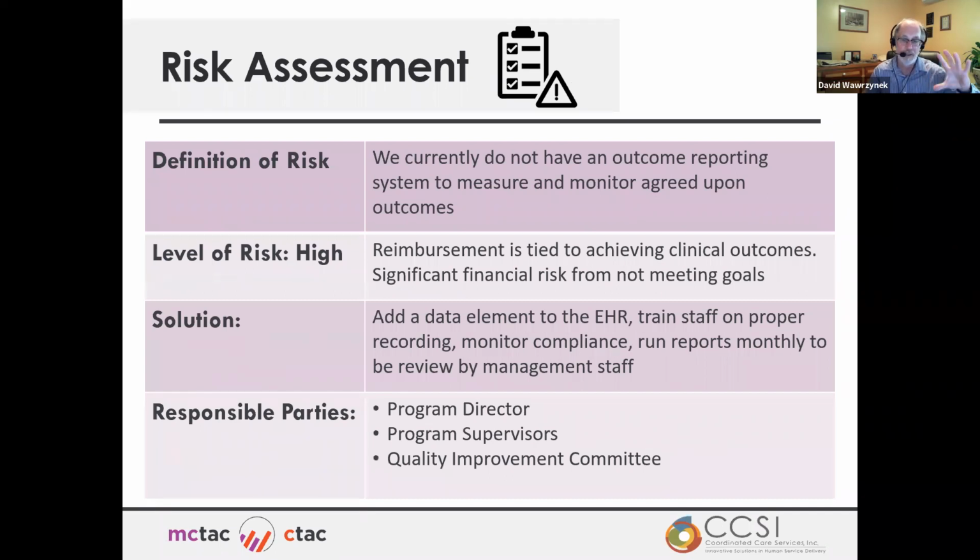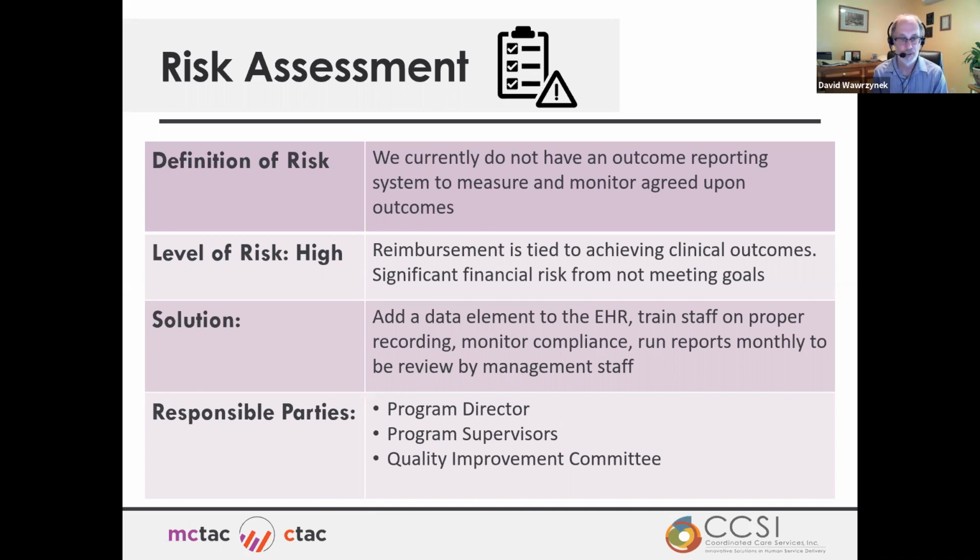So this is sort of the formalization that I've used in risk assessment. It's really pretty simple. The first thing is definition of risk. So in this example, we currently don't have an outcome reporting system to measure and monitor agreed upon outcomes. So that's a risk. What's the level of risk? Well, it's high. Reimbursement is tied to achieving clinical outcomes. Significant financial risk would be in place for not meeting those goals. So we've defined what our risk is. We are basically responsible for receiving revenue against certain clinical outcomes. We don't have a way of measuring that. That's a high risk. We're going to have a clawback of resources that we can't cover in other ways.